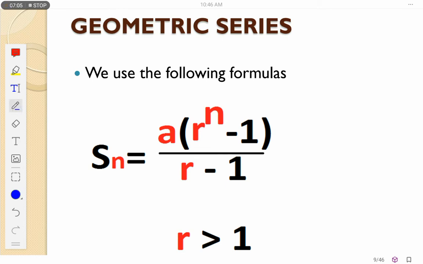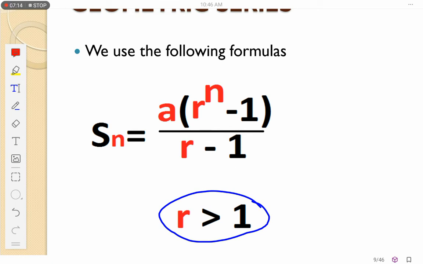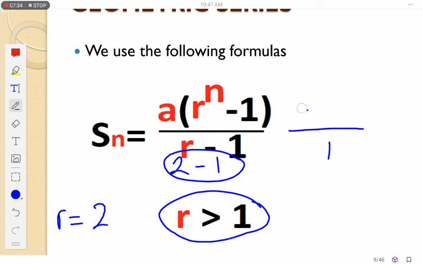The first formula is governed by R. When our R, which is our common ratio, is greater than 1, we'll use this formula. Let's say our R is equal to 2. So when we have 2 minus 1, we'll have a value here, over 1 there, and R to the power of n minus 1.